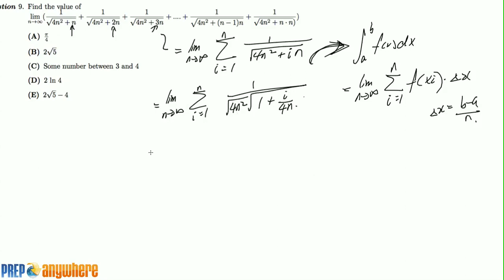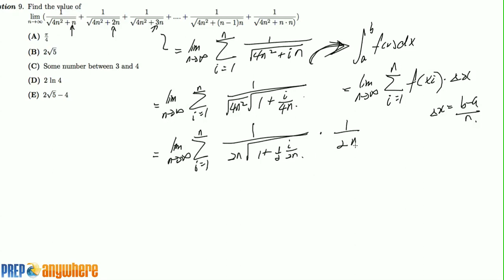Now that can be simplified to 1 over 2n. So I'm going to write it as half times 1 over 2n. So let me further write this expression like that. Okay, so I just took out the 2n here to the outside.